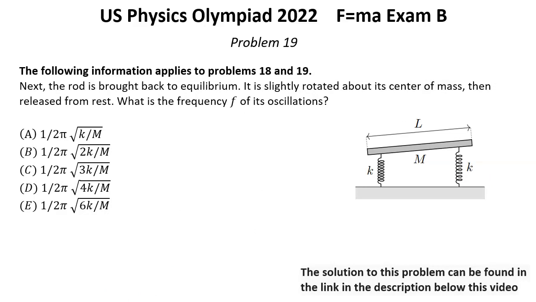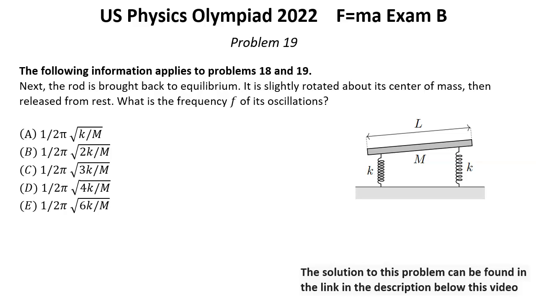Problem number 19. Next, the rod is brought back to equilibrium. It is slightly rotated about its center of mass, then released from rest. What is the frequency f of its oscillation?